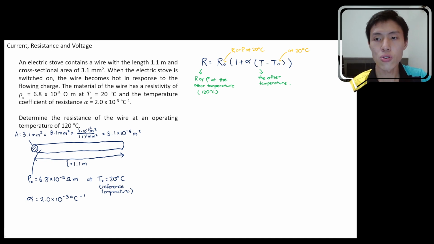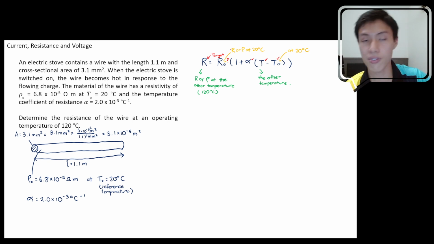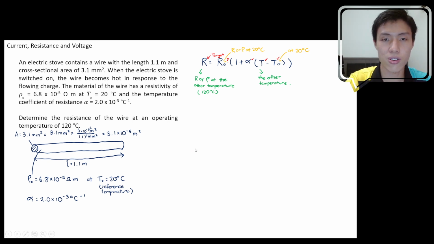Now I think we can start to do some substitution here. If you want to substitute, you are given the alpha, you are given the other temperature, which is 120, and you are given T naught, which is 20 degrees Celsius. What you might have trouble finding will be R naught, which is the resistance at the reference temperature, and from there you are able to find your R. This is your target over here. So we need to find R naught first, then we have everything we need to find R. So let's find R naught first.